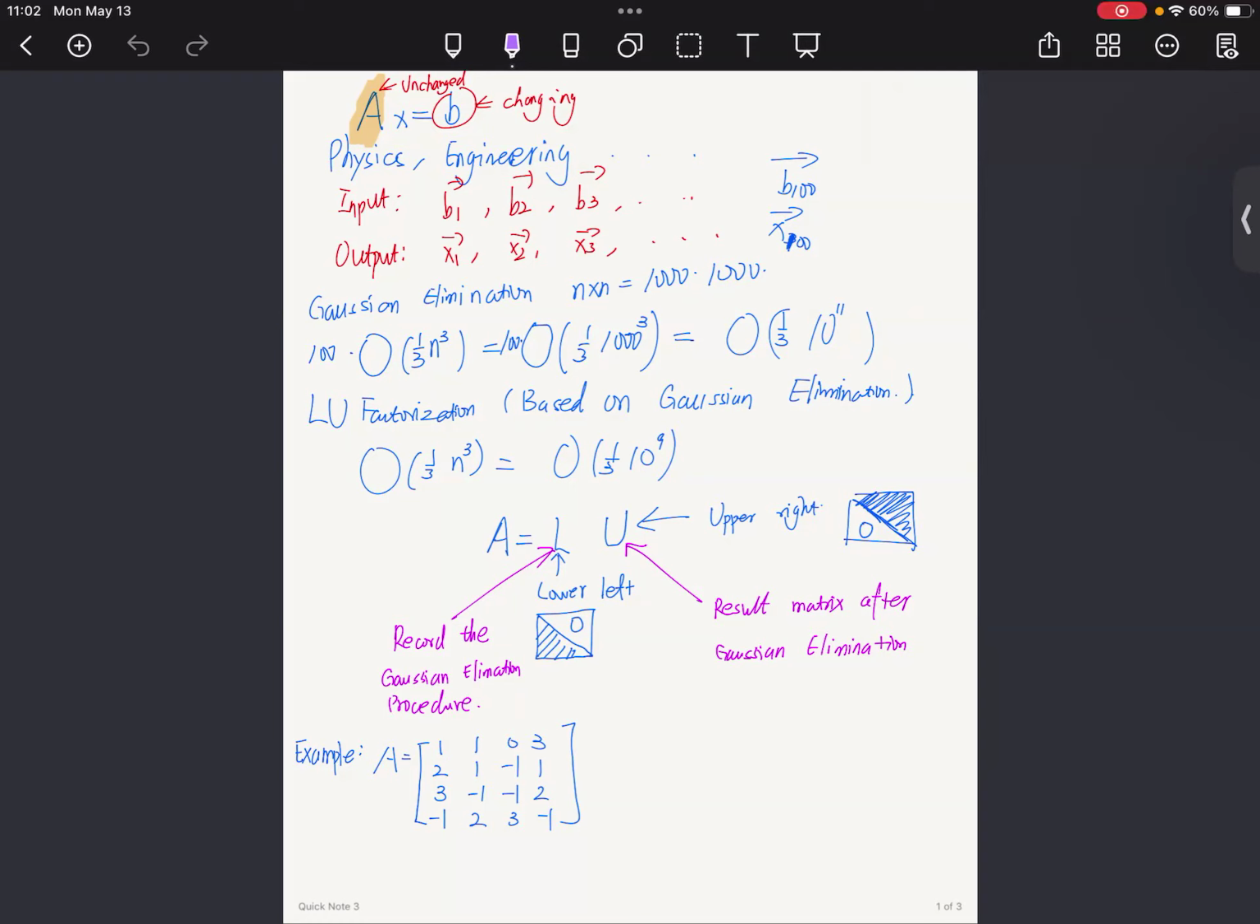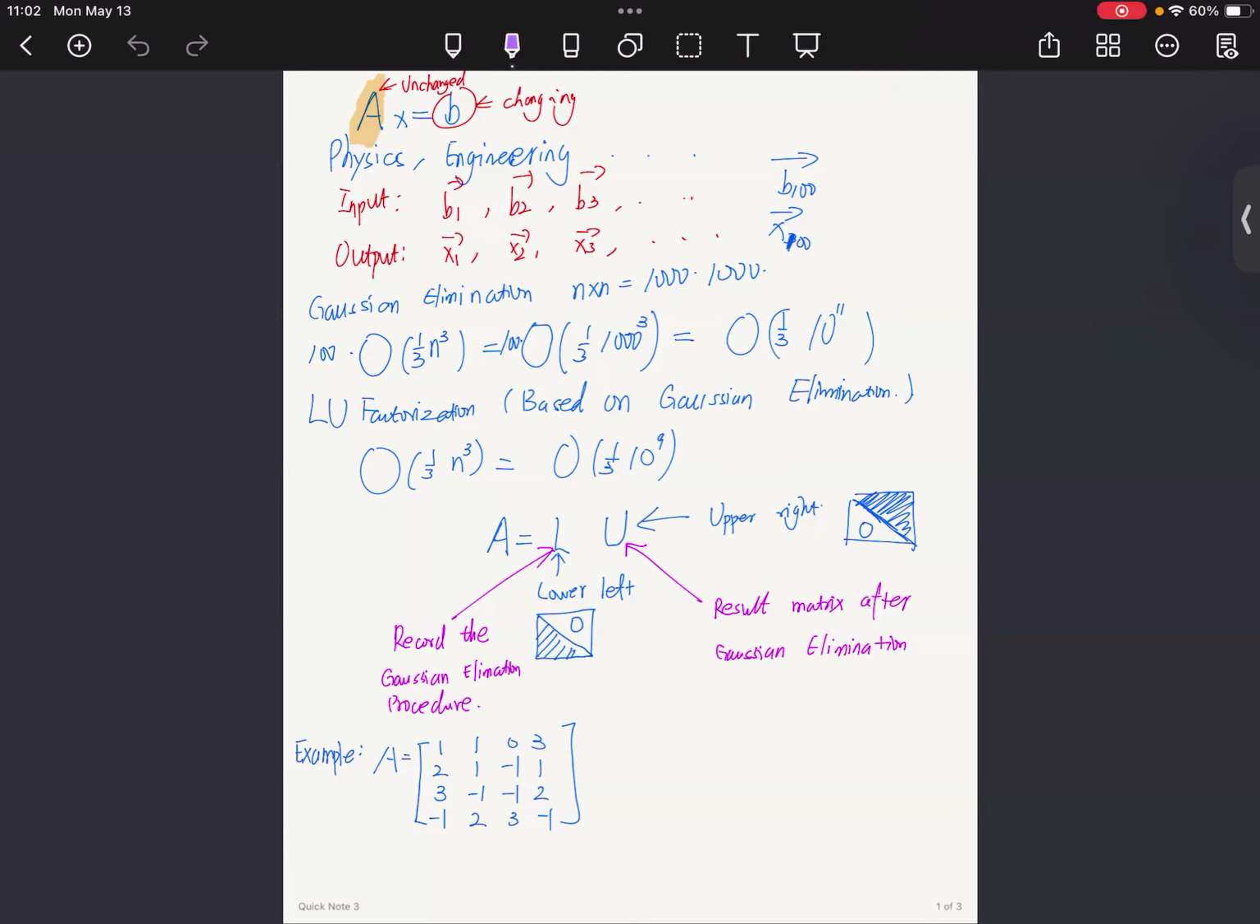As you can see here, for the LU factorization, as I mentioned last time, L is the lower left triangular matrix, and it's used to record the Gaussian elimination procedure. The U matrix is the resulting matrix after the Gaussian elimination. And for this factorization, A can be decomposed into the product of L and U.